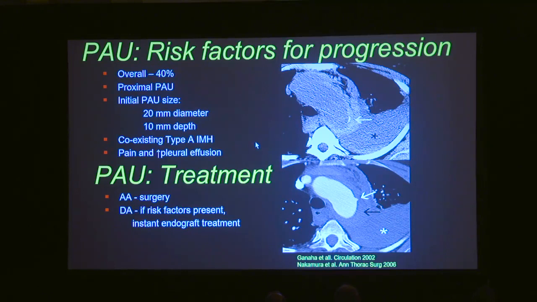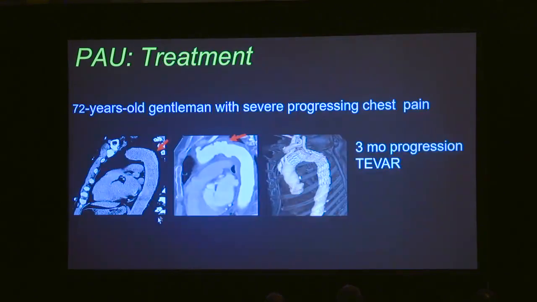Treatment, again, if the ascending aorta is involved, surgery is indicated, and if risk factors are present and it's the descending aorta, then endograft treatment is used. And we often classify these also with the Stanford classification, type A and type B. This is an example of a 72-year-old gentleman with severe progressing chest pain. He initially presented on the non-contrast study with an intramural hematoma. The contrasted study revealed a small penetrating atherosclerotic ulcer, and this was 3-month follow-up imaging, which shows significant increase in the penetrating atherosclerotic ulcers, and this patient was then treated with a TEVAR because of progression of the ulcers.